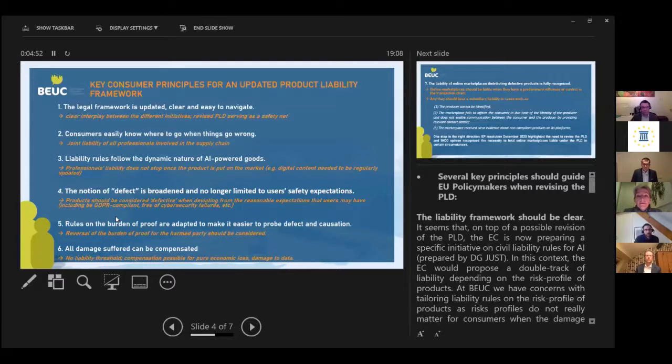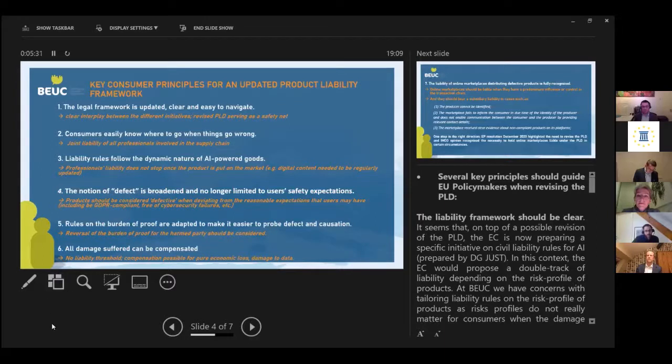Also, the liability rules need to take into account the dynamic nature of AI-powered products, or any type of goods actually, with digital content embedded or standalone software, as Christian already mentioned. The current system is simply not sufficient, because you have a lot of products whose functionality depends on updates, for example, and the digital content has to remain in conformity for a certain period of time beyond the moment when the product was put on the market.